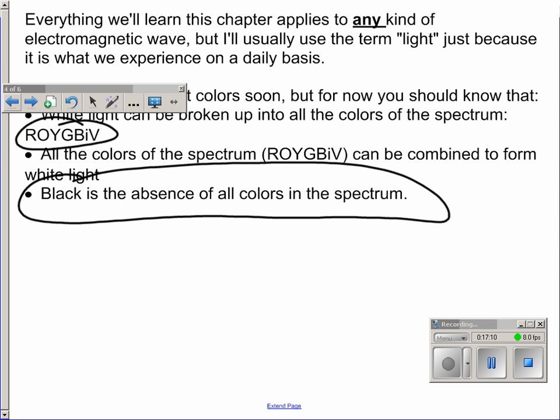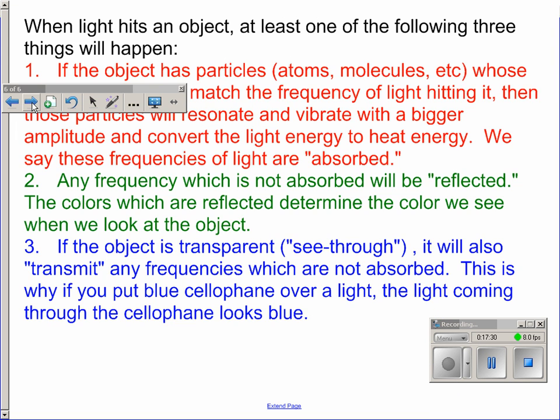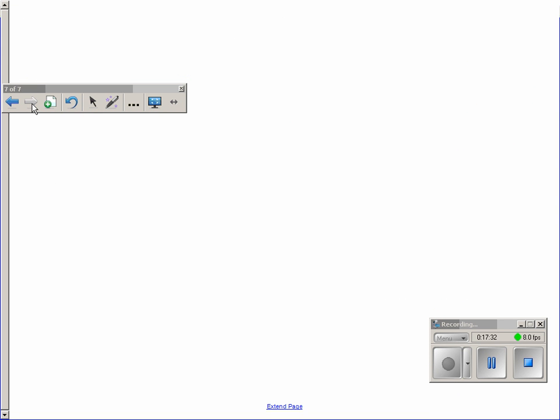All right, so we're going to learn more about these colors and how they work, and we'll talk about primary colors and stuff. But at this point, what I want you to understand is that sometimes colors get absorbed, sometimes they get reflected. If the object is transparent, anything that gets reflected also gets transmitted. All right, so I think that is it. That is it. There you go.